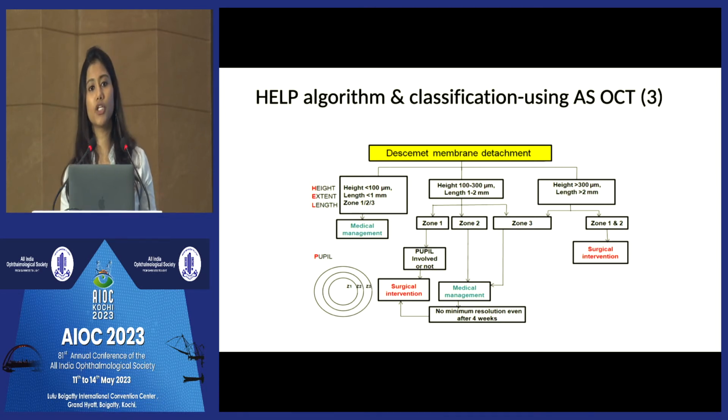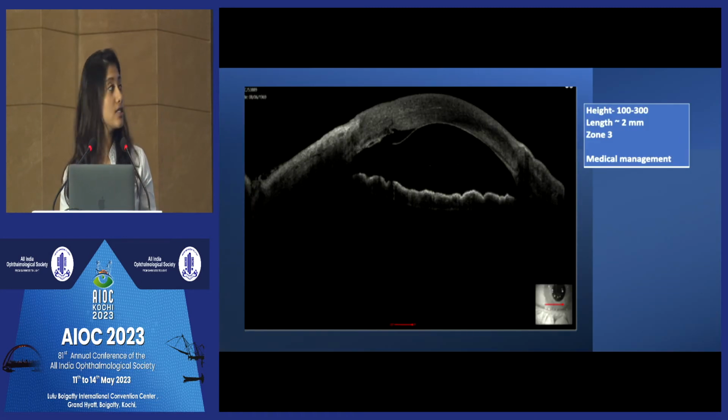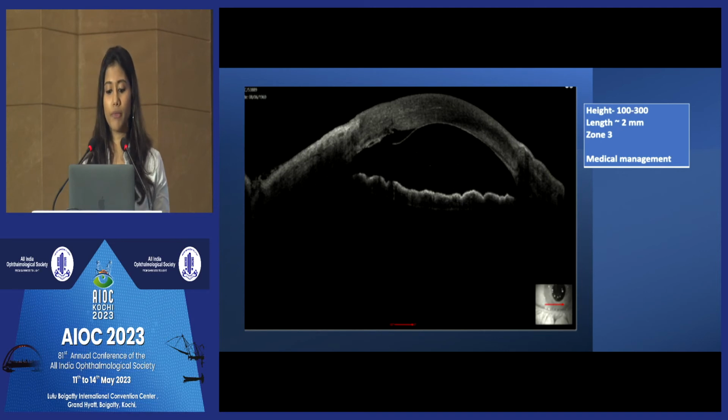If the medical management doesn't subside within 4 weeks of commencement of the treatment, then we can go ahead with the surgical management. The other criteria is height less than 300 microns, length more than 3 mm. If it is zone 1 and 2, surgical intervention is recommended. Zone 3, we can still observe medically, and again, if it does not resolve, we can go ahead with the surgical management.